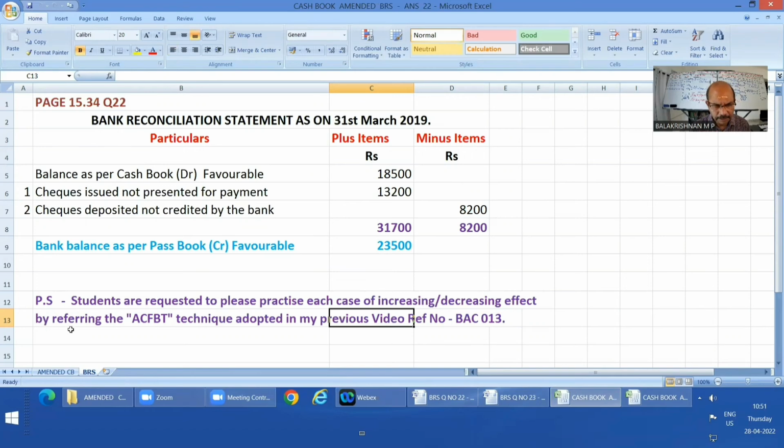So I have clearly written here, students are requested to please practice each case of increasing or decreasing effect by referring to the ACFBT technique adopted in my previous video, reference number BS013. So kindly practice it. After all, it's only just 2 cases. Okay. Now, next question.